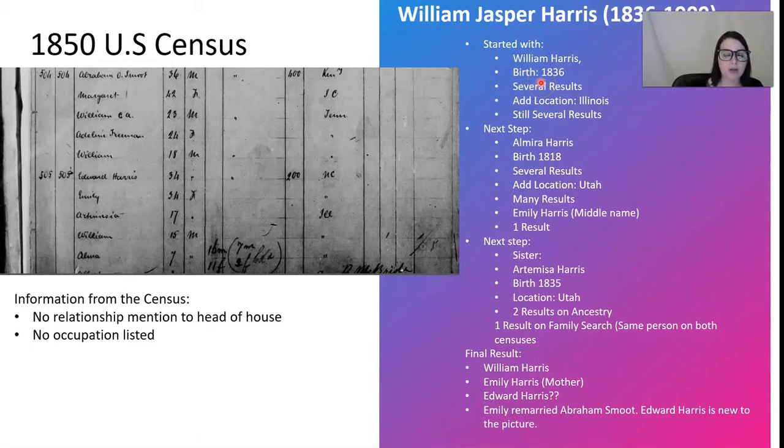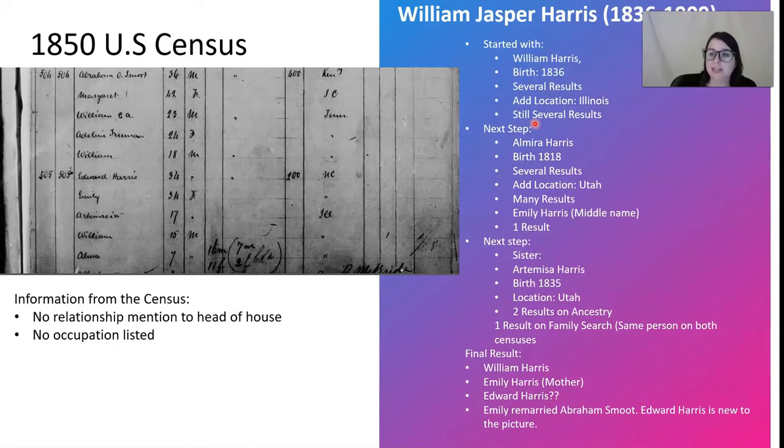So I knew he was born in Illinois, but I didn't know where his family was at the time. So I added Illinois, and I still had several different results. So I decided to do the next step, which is move to the unique family name. So I did Almeria Harris, which is his mother, and I did her birth, which is 1818, and I still had several results, which actually surprised me. So then I added Utah for the location, and I still had several results.